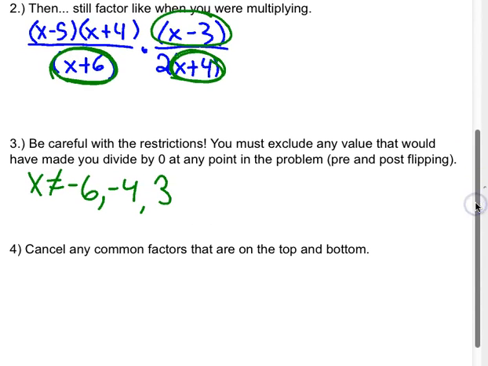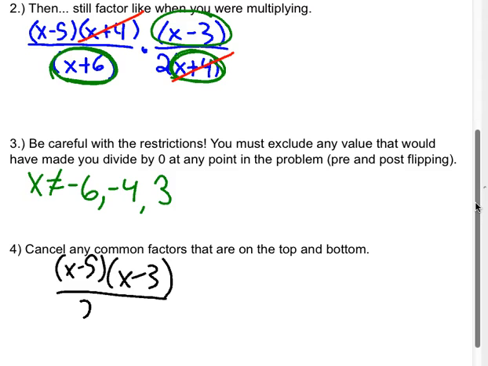Well, now, again, aside from that, everything's going to be the same. Now I just start canceling away. So, taking a look at this, I see the x plus 4s. That actually looks like that's all that cancels. So what am I left with? Well, on top, I have x minus 5, x minus 3. On bottom, I have the 2 and the x plus 6. And that's the end of my expression.